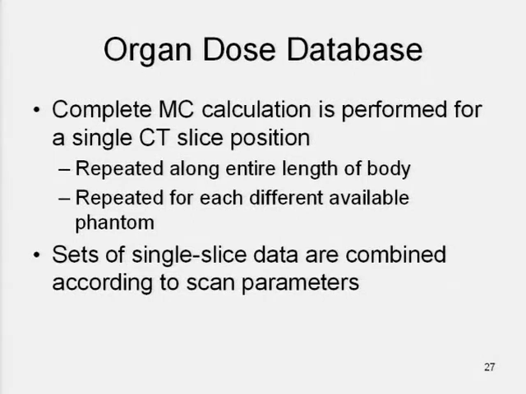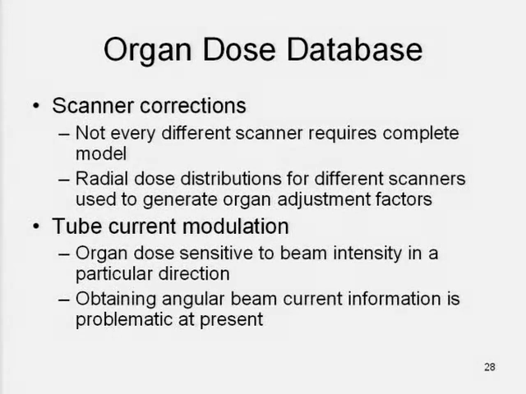We take all that information that we just saw and extract the correct set of slice information combined, because all of the dose just becomes cumulative, and combine them into the output for a particular scan. Now there's a couple of things that we need to consider in that. Mike suggested that we need to look at the variations between scanners, and we don't need to do a complete simulation. We've done it for each phantom. We don't need to do it for each scanner as well if we can apply certain corrections.